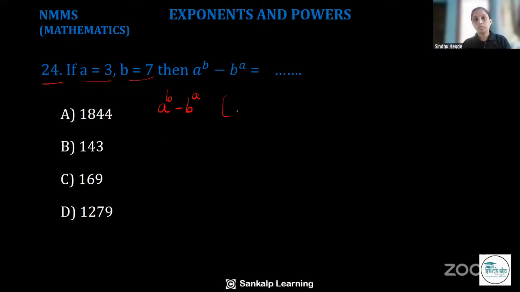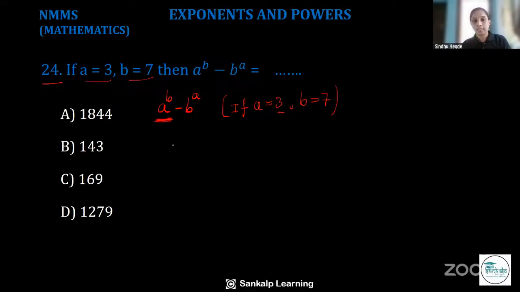So here the given expression is A raised to B minus B raised to A. But one more thing given in the question, A is equal to 3, B equal to 7. So A raised to B minus B raised to A is the given expression. Then substitute A equal to 3 and B equal to 7 in the given expression. So first we will consider this one. First term, A raised to B.